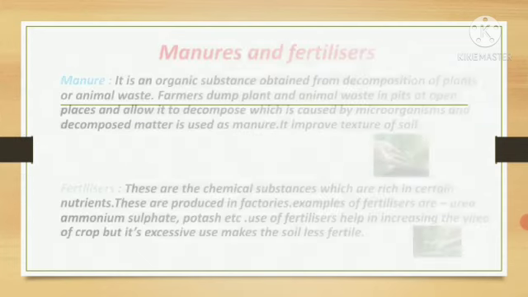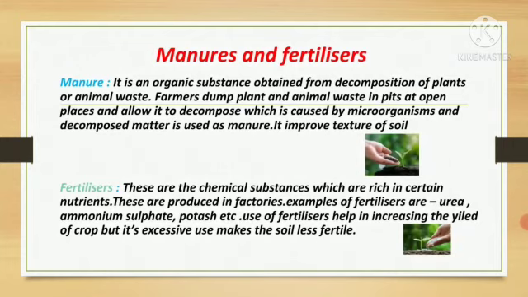Next we have manures and fertilizers. Now we will discuss manures and fertilizers. First we will discuss manure. It is an organic substance obtained from the decomposition of plant or animal waste. Farmers dump plant and animal waste in pits at open places and allow it to decompose, which is caused by microorganisms, and the decomposed material is used as manure. So it is an organic substance and it is prepared with the help of plant and animal waste. We create manures from plant and animal waste.